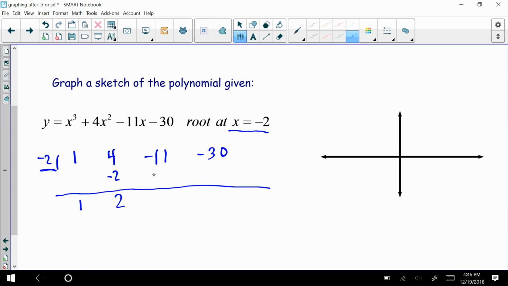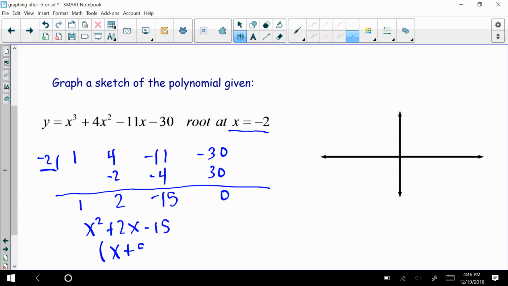2 times -2 is -4. Add that to 11. I'm going to get -15. And -15 times -2 is perfect, 30. I get my 0 that I want. This is now a quadratic. And lucky for us, this is a factorable quadratic.